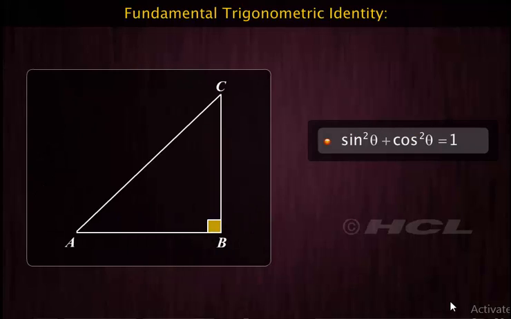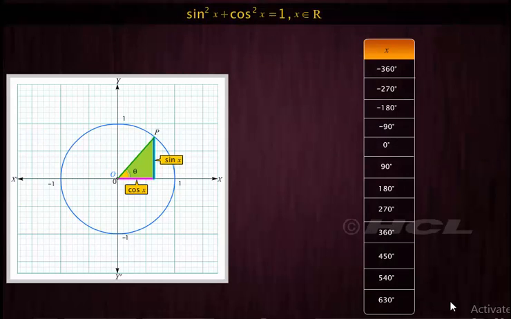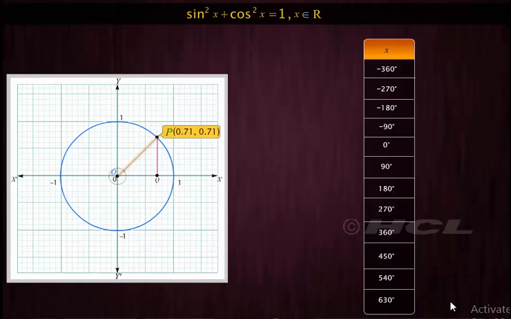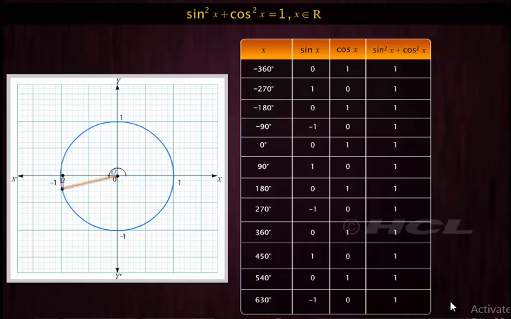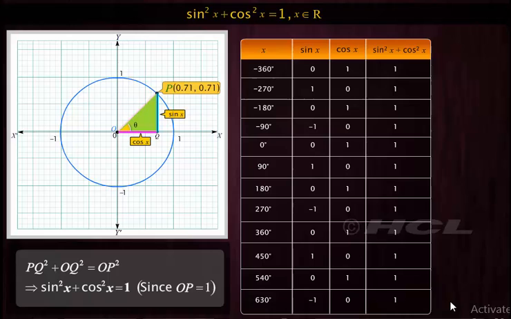We have derived the fundamental trigonometric identity in our earlier classes using a right-angled triangle, that is, for acute angles only. Let's now verify whether this fundamental trigonometric identity holds true for the other angles as well. The value of sine squared x plus cos squared x is always equal to 1 for all the values of x where x belongs to the set of real numbers.